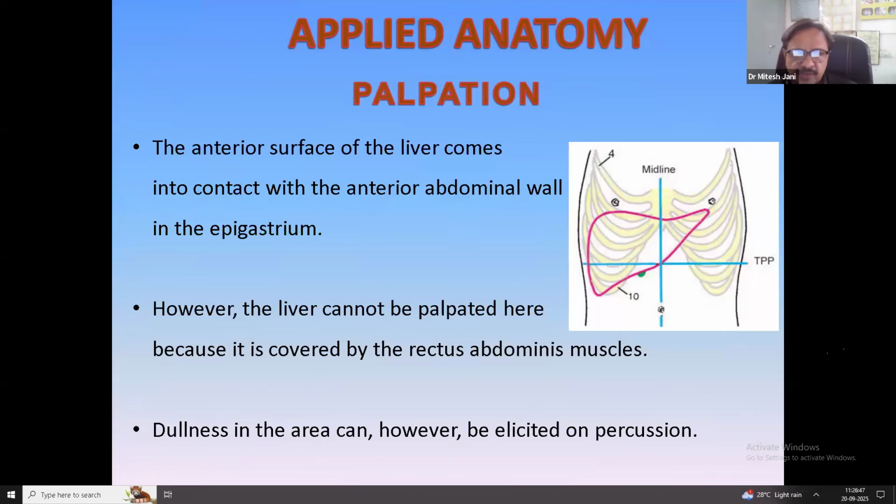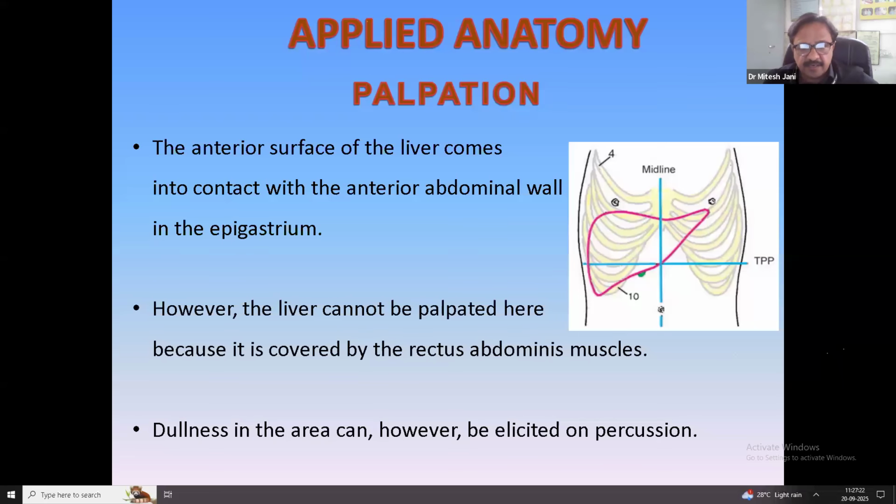Now, the most important part, that is the applied anatomy. Whether the liver is palpated or not. Palpation of the liver. Palpation is the key feature of the examination. As you know, there are inspection, palpation, percussion, and auscultation. So, palpation of the liver: the entire surface of the liver comes in contact with the intra-abdominal wall and the epigastrium. However, in normal condition, the liver cannot be palpated because it is covered by the rectus abdominis muscle.